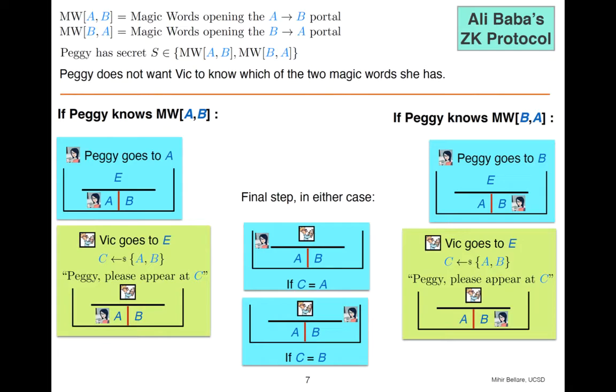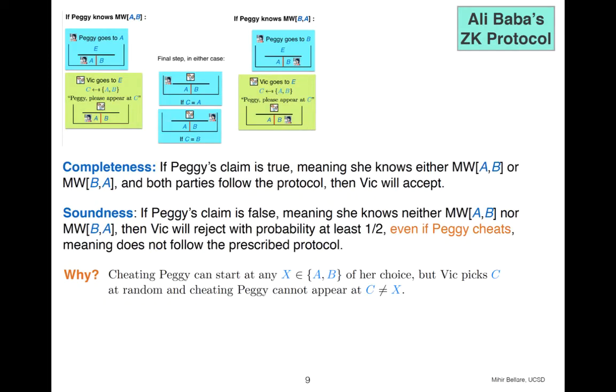Then if she and Vic both follow the protocol, doing exactly what's instructed of them, pretty much as we saw in the trace-through, the verifier will always accept, because he will see Peggy emerge at whatever side he wants, regardless of which magic word she knows. Okay, now the other condition is, what if Peggy's claim is false?